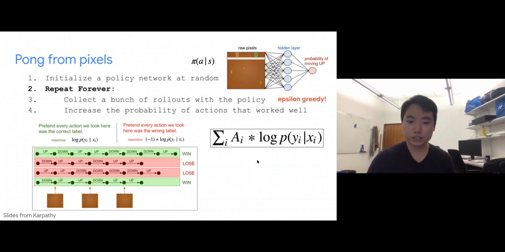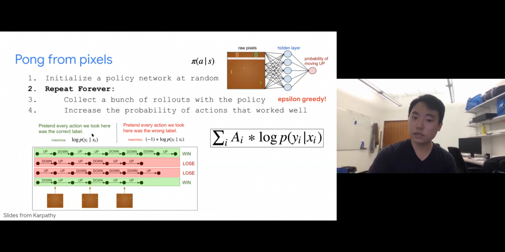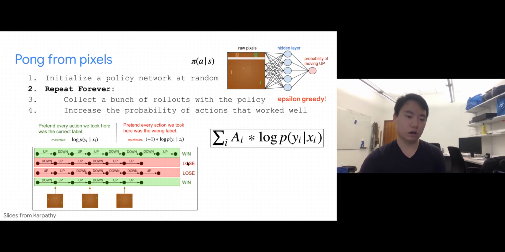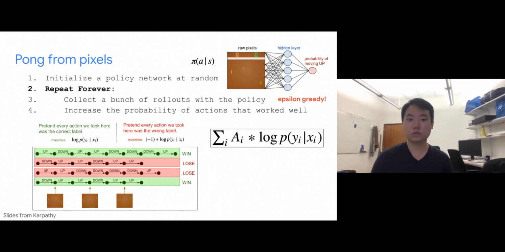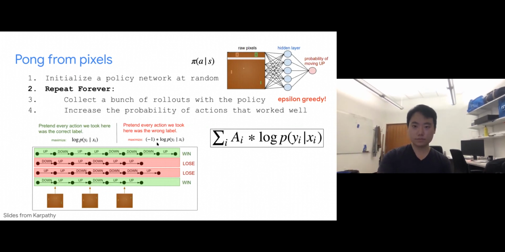Given all these actions that I've taken and all these rewards that I've obtained, I'm just going to increase the probability of actions that have worked well with high reward. So maximize the log probabilities of all these actions with some discount factor. And for all of these that I've lost, I'm going to try to downplay the log probabilities of these actions by multiplying your objective by -1 and some discount factor.